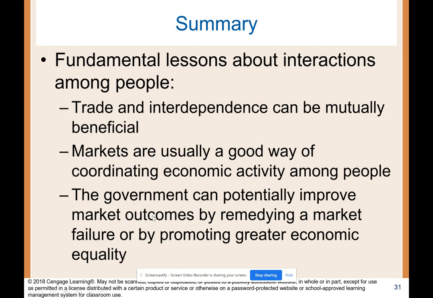The next three principles deal with how people interact, the fundamental lessons about interactions among people. Number five, trade and interdependence can be mutually beneficial. Number six, markets are usually a good way of coordinating economic activity among people. Number seven, the government can potentially improve market outcomes by remedying market failure or by promoting greater economic equality.